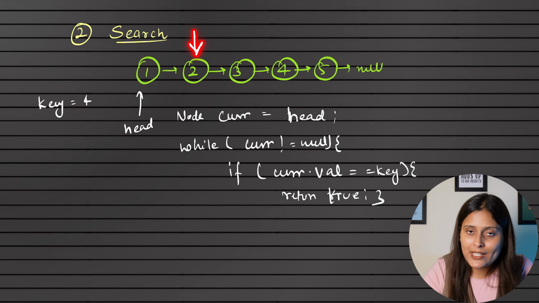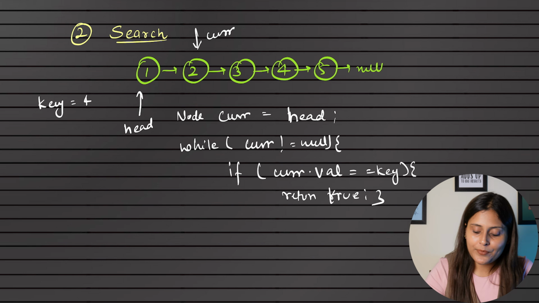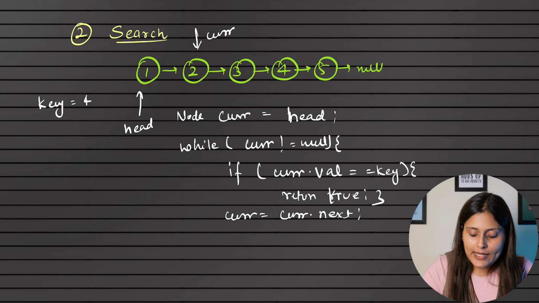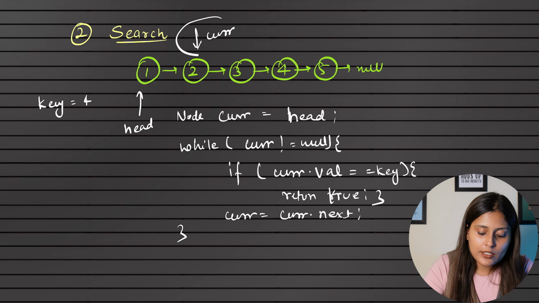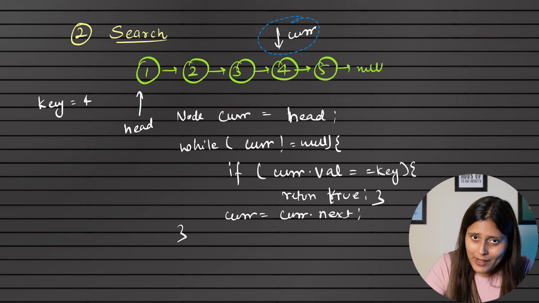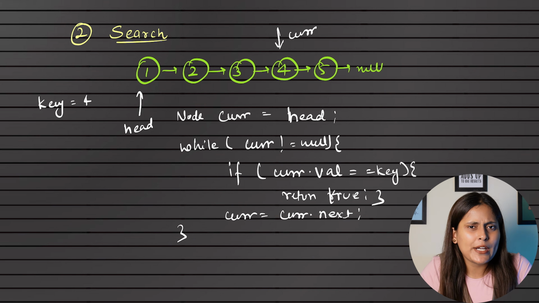So we want to move to the next pointer. What do we want to move? Head or current? Definitely current. So how can we move? Definitely by this line of code, which is current is equal to current dot next. Very simple. Again, 2 matches? No. Now 3 matches? No. Now 4 matches? Yes. So we will return true from here, and that's what is expected.